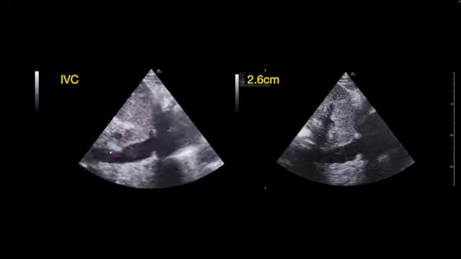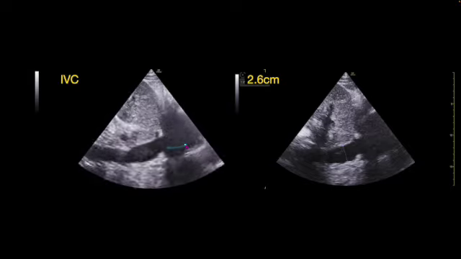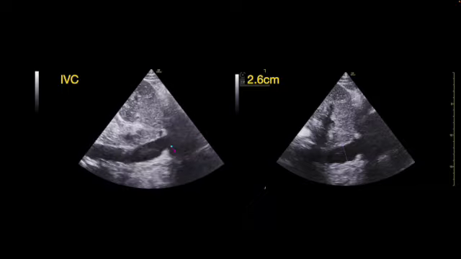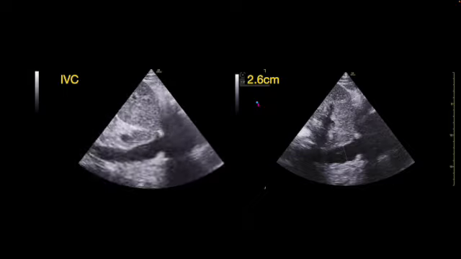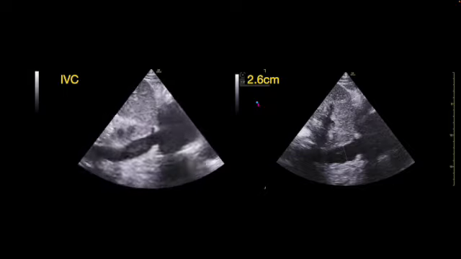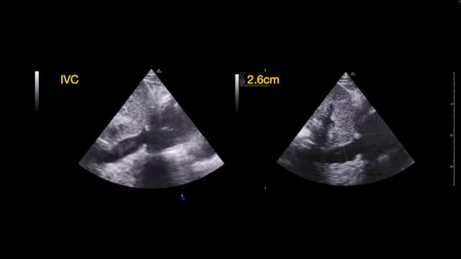This is the IVC here, and we see it dumping into the right atrium here. I would always encourage you to get this view. Don't call something the IVC unless you see it dumping into the right atrium, because it's quite easy to misinterpret the aorta as your IVC. The aorta actually goes behind it. We don't see the aorta here.